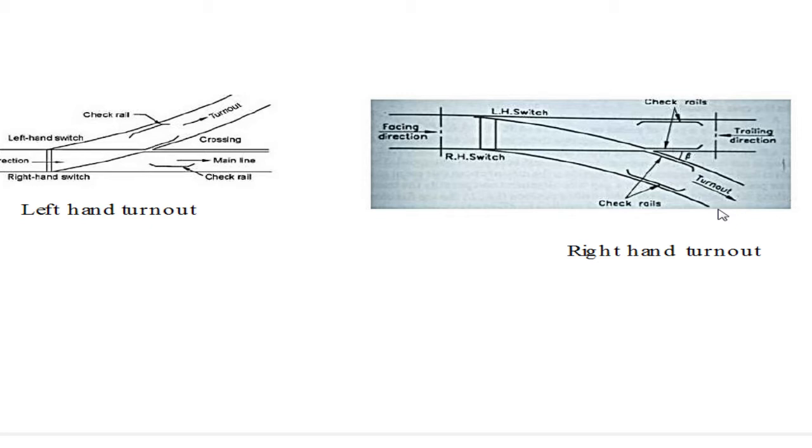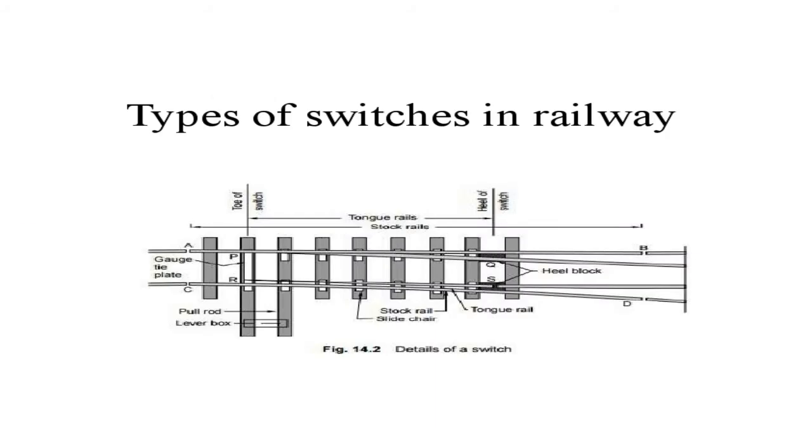Now you can also see here right hand switch and left hand switch. Here also right hand switch and left hand switch. These are termed as left hand or right hand switch depending upon left or right when seen from the facing direction. That is, if someone is standing at the point and is looking towards the crossing, then this becomes the left hand switch and this becomes the right hand switch. Here also this is the facing direction. So if someone is standing over here, this will be the left hand switch and this is the right hand switch.